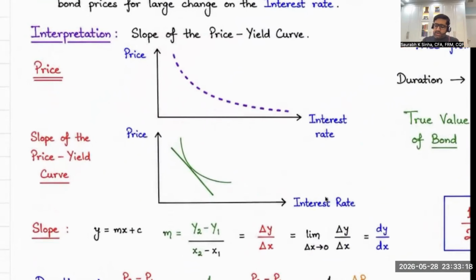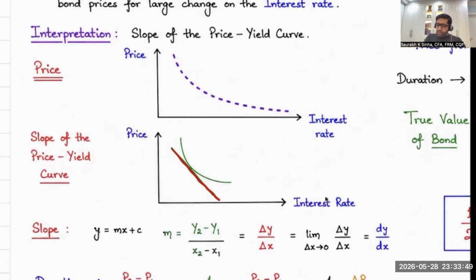We discussed that duration is the slope of the price yield curve. This is duration. And we also discussed that if you try to value a bond with the help of duration, then you will always fall on this line. Let's understand it graphically before entering into numericals.